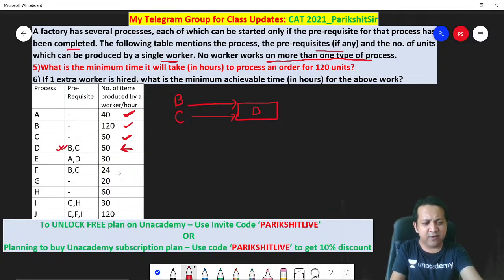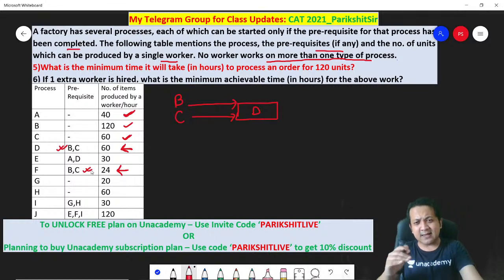Similarly, let's take F. 24 items of F can be produced per hour. But F can only start if B and C are completed. So I think the understanding is good here. I think we understand the caselet and we are ready to start solving.